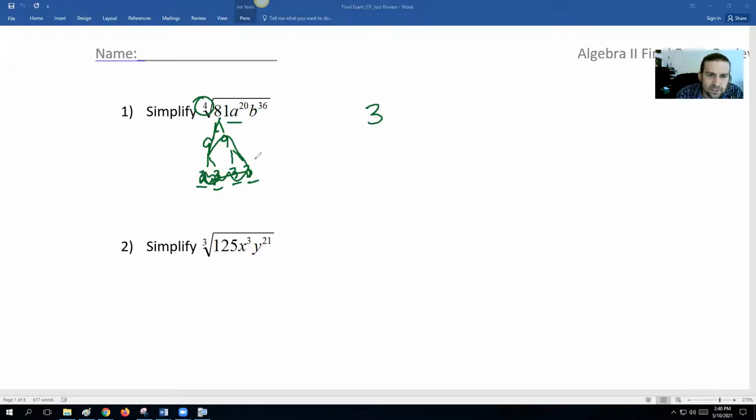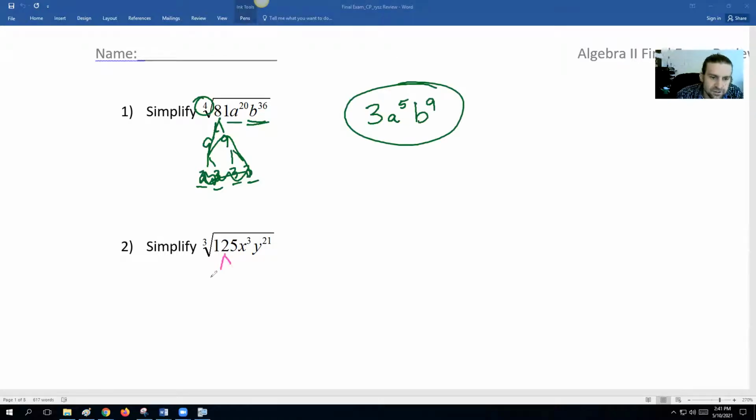Now, when it comes to variables, we could do the same thing, or we can just simply divide. If I have 20 A's, and I want to get groups of 4, 20 divided by 4 is 5. So we would have 5 groups of 4 A's that will work out. And then B's, if we have 36, 36 divided by 4 is 9. And so there's the answer.